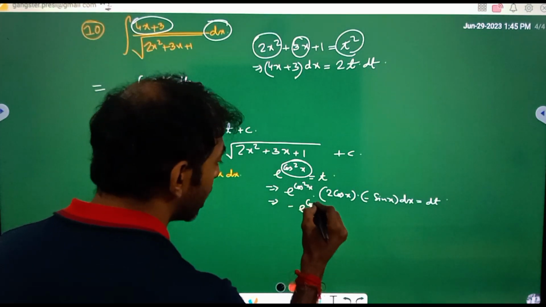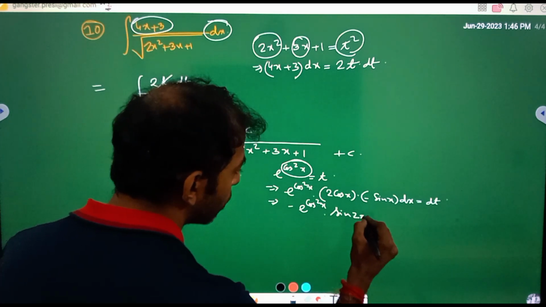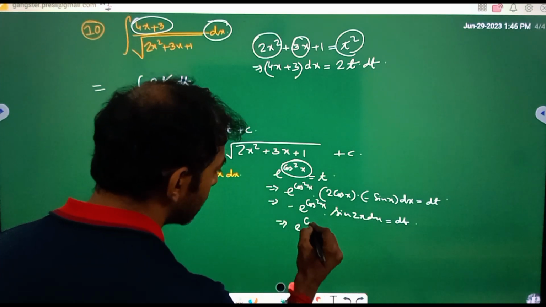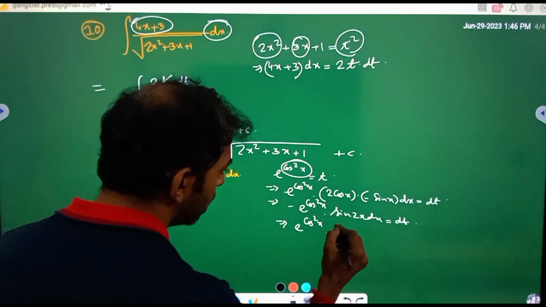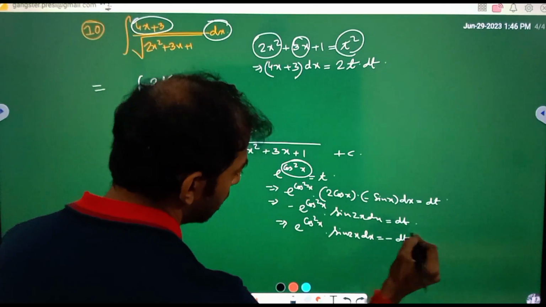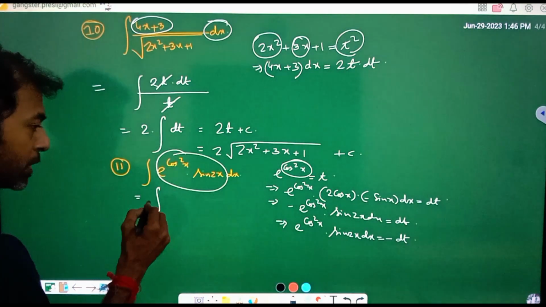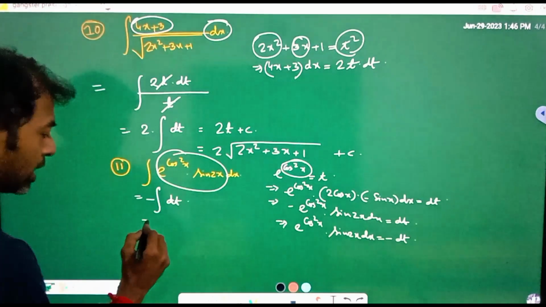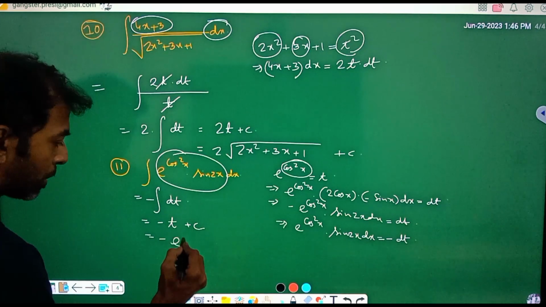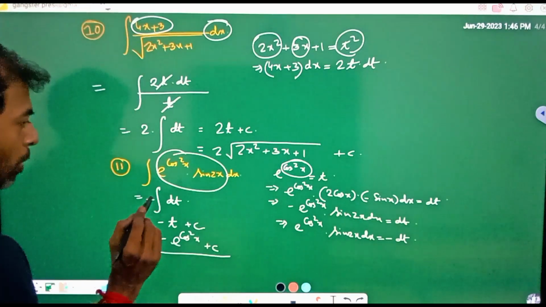Minus e power cos square x into 2 cos x sin x, that will be sin 2x dx, and that's going to be dt. So e power cos square x into sin 2x dx equals minus of dt. So e power cos square x into sin 2x dx is substituted by minus of dt, and the result will be minus of t plus c, and the value of t will be e to the power cos square x plus c. That's our problem. So the problem is solved.